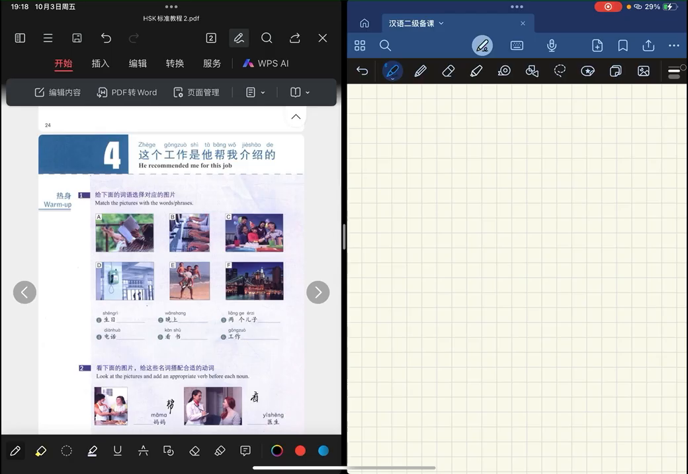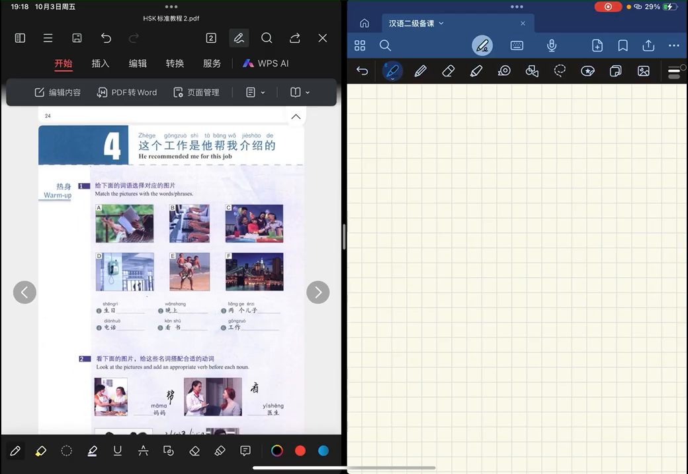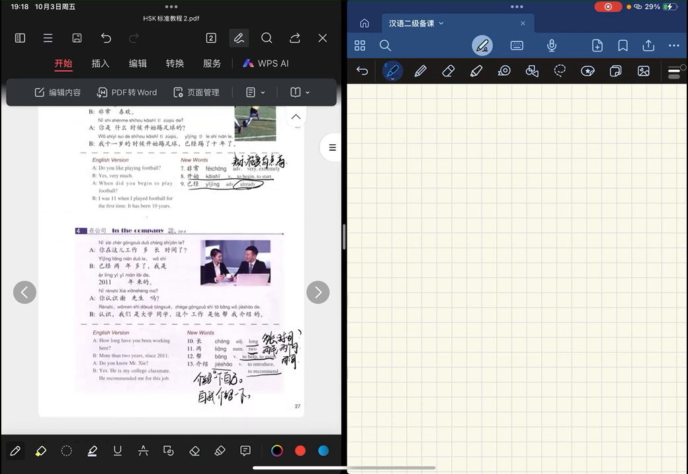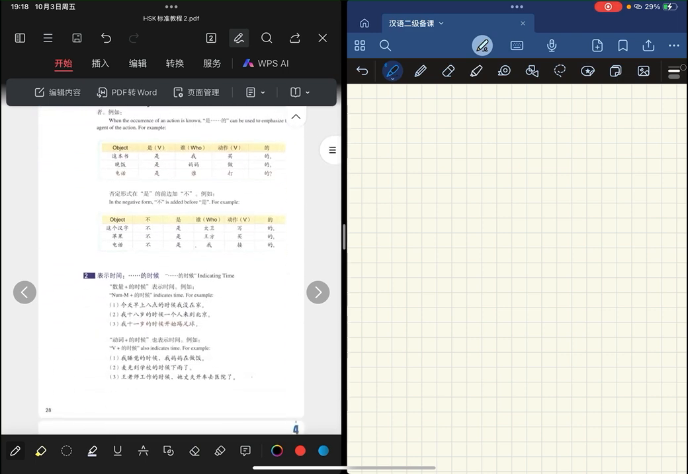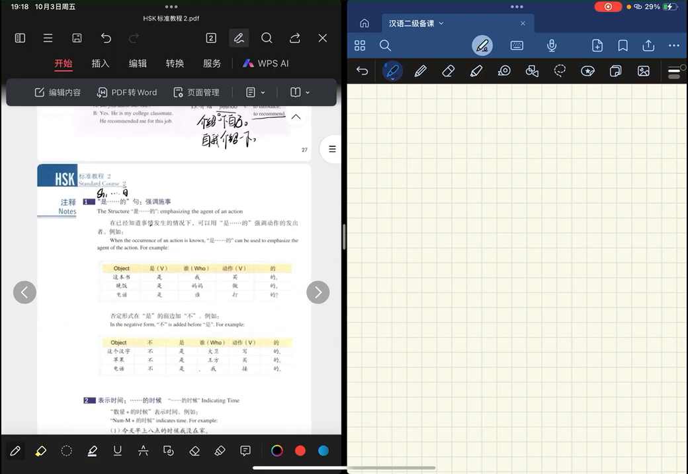In this class, we are going to learn lesson 4. 第4课. 这个工作是他帮我介绍的。Okay, so let's learn the language point first. Today we're going to learn the 3 language points. So let's see the first one.